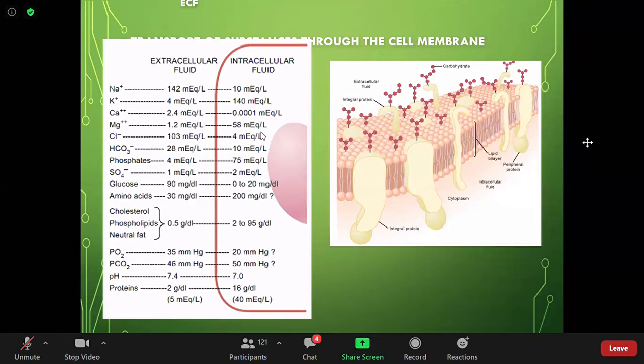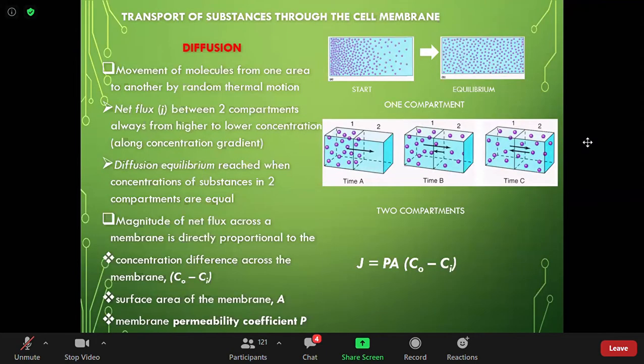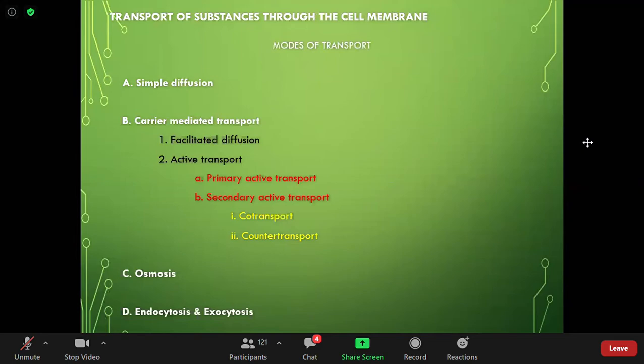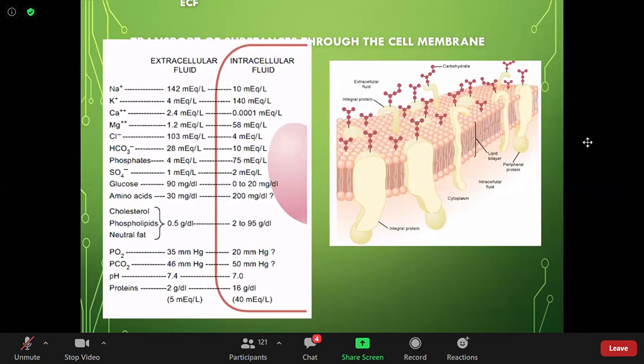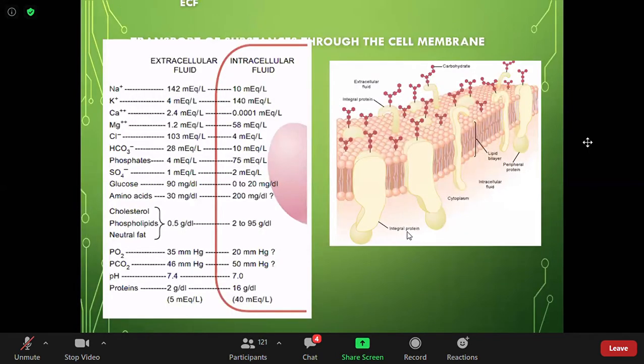So, take note of this. Sodium is 142 milliequivalents per liter in the extracellular fluid, and potassium is 140 milliequivalents per liter. And that's your cell wall, okay?